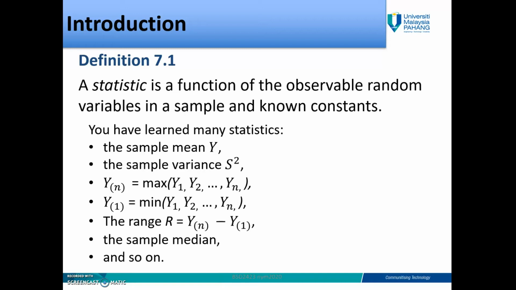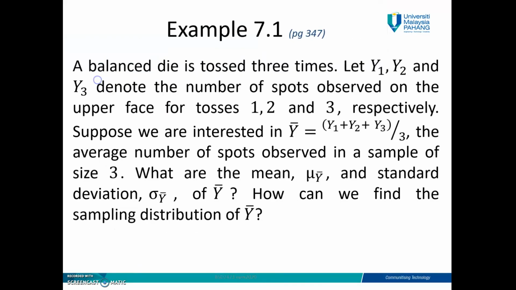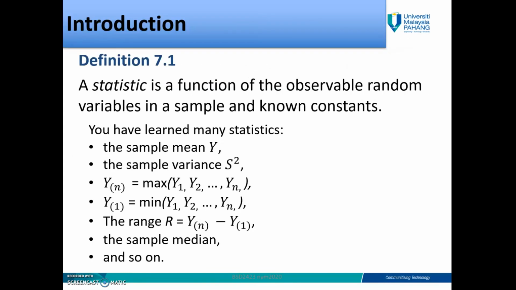Okay, by Definition 7.1, a statistic. Remember, this one you have done before as well in the applied statistics course. A statistic is a function of the observed random variables in a sample and known constants. So remember before this you have x bar. So x bar is a statistic. Mu is a what? A parameter. So similarly in this chapter, a statistic is like x bar. It's a function of the observed random variables in a sample and known constants.